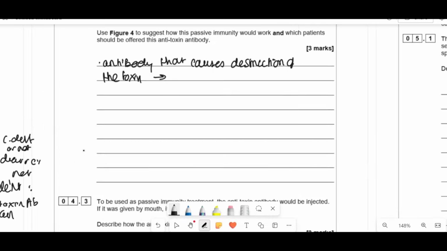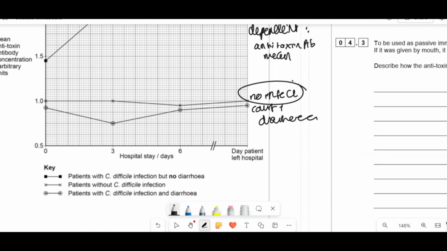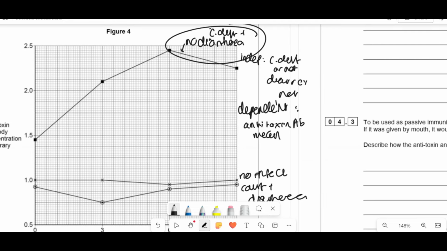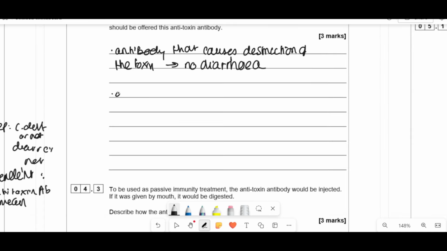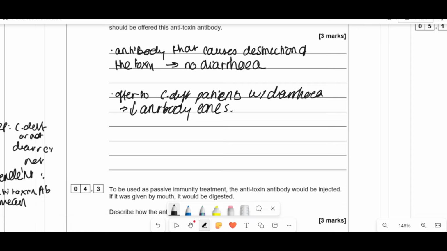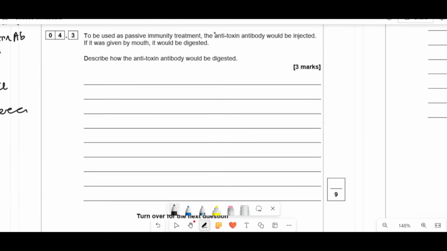That's why it's telling you to use the figure. So here, that means you'd get no diarrhea, right? And then it says which patients would be best offered this. Well, you can see here, you don't want to give it to people without the infection. These lot have C. difficile and no diarrhea. There's not really any point in giving them it, and their antibodies are quite high. Whereas here, these lot have an infection and diarrhea and barely any antibodies. Based on this figure alone, if we dashed them some antibodies, maybe they won't have diarrhea. So here, then, you would offer it to C. difficile patients with diarrhea. And then why? It's because they have low antibody concentrations.